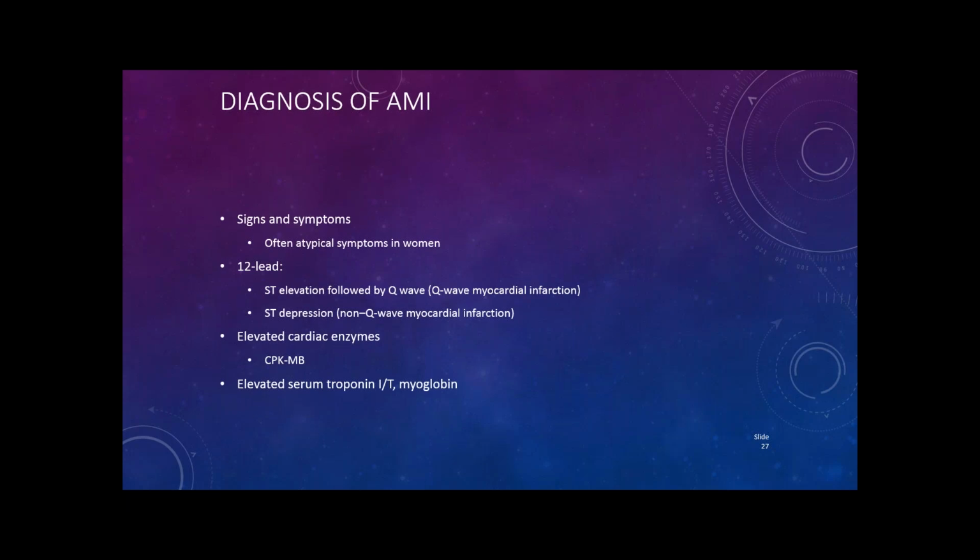You already know about the diagnosis of an acute MI, so please remember you still are going to need the 12-lead EKG. Look for ST elevation with or without Q waves. Look at your cardiac enzymes and your serum troponins. But please keep in mind that men and women present differently and that women have atypical symptomatology of acute MI. And many times it is a back or a shoulder pain.